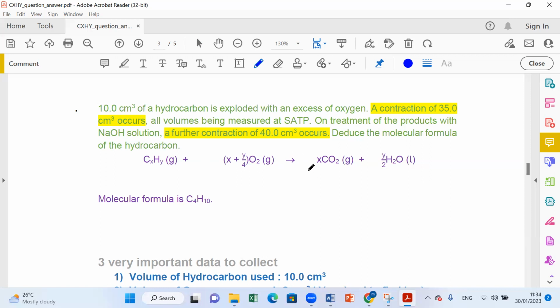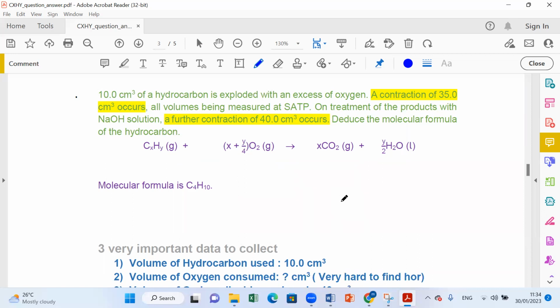Okay, there are so many contractions, like giving birth, like contraction. So what do you mean by all these different contractions? I think it's very important to understand the second contraction before the first contraction. The second contraction comes about when you react the gases with sodium hydroxide, and obviously you know why, right? Because the removal of the carbon dioxide by the sodium hydroxide creates the contraction.